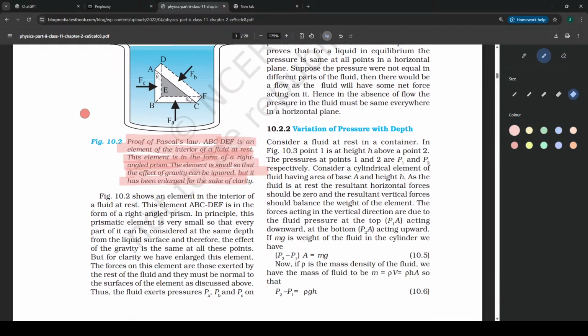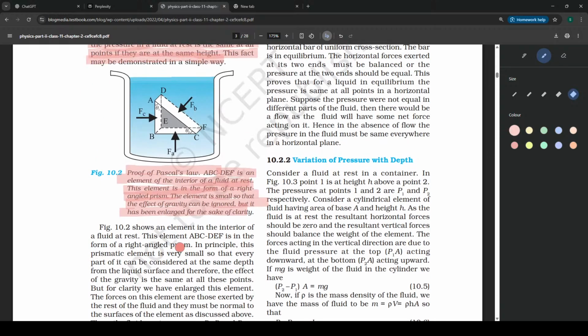Now let's see the proof. This figure shows an element in the interior of a fluid at rest. This element, that is ABCDEF, is in the form of a right-angled prism. In principle, this prismatic element is very small so that every part of it can be considered at the same depth, meaning they are at the same depth of the beaker, the same height of the beaker.